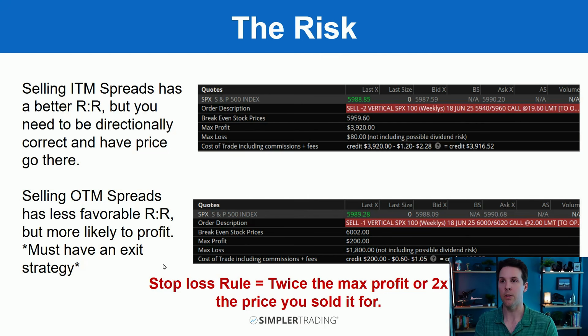So you absolutely need to have either an exit strategy or a stop loss rule. Okay, so rule of thumb, it's going to be twice the max profit. So if you could make $200 on this trade max, that is how much you're risking. So if it goes against you $200, you need to get out. Or the same way to say this is it's twice the price you sold it for. So for this one, you are selling it for $2. If this thing goes up to $4, then you need to sell it because now it's going against you.